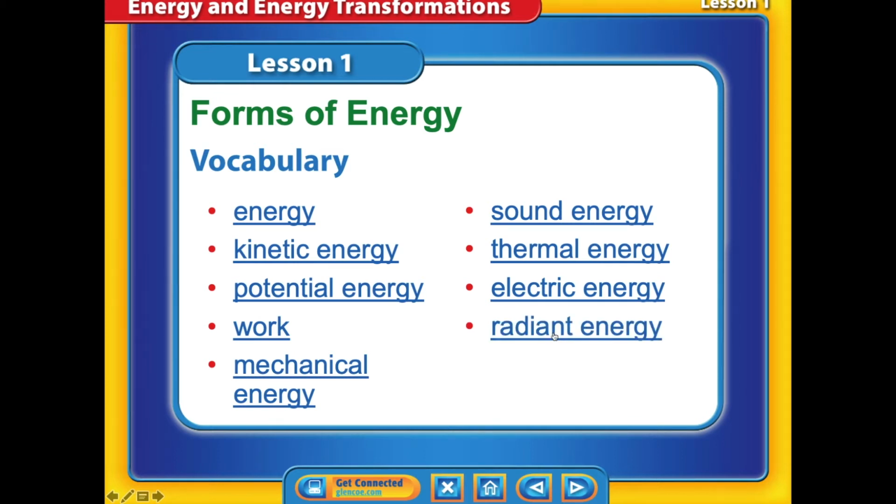And the next one is radiant energy, energy carried by an electromagnetic wave. And the last word is nuclear energy, energy stored in and released from the nucleus of an atom. So as you can see, we have many vocabulary words in this first lesson. A lot to learn about the forms of energy.